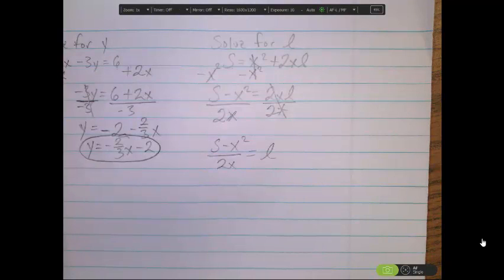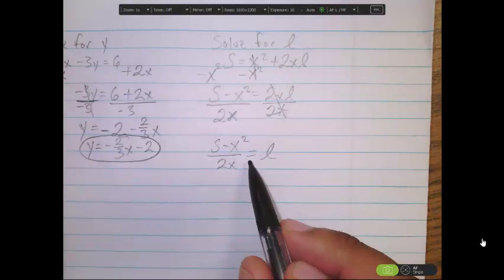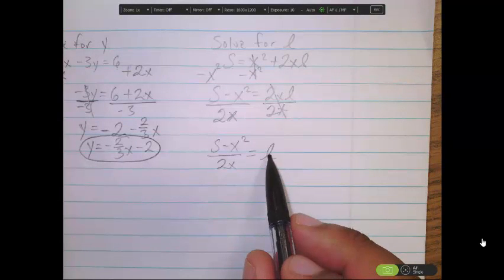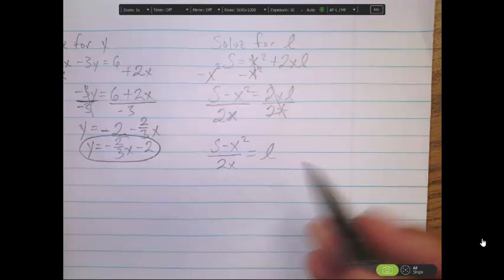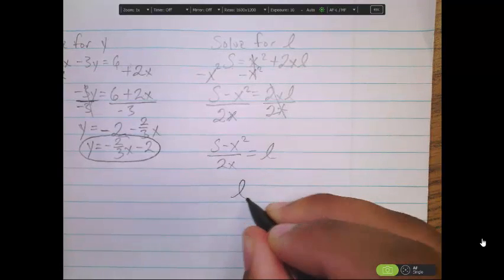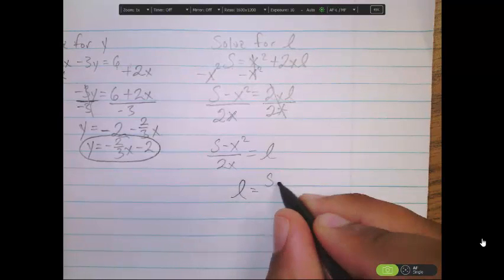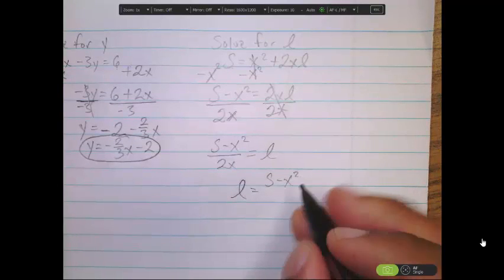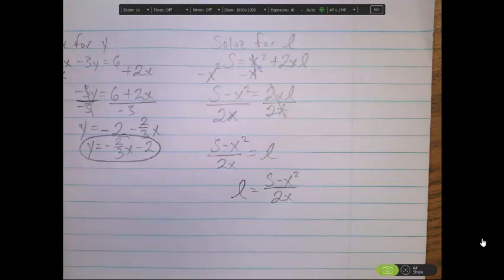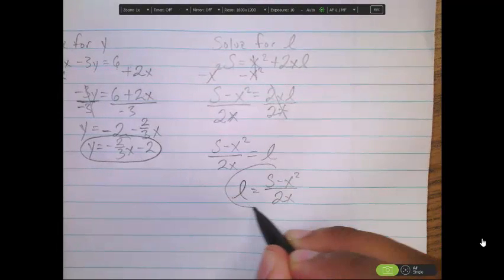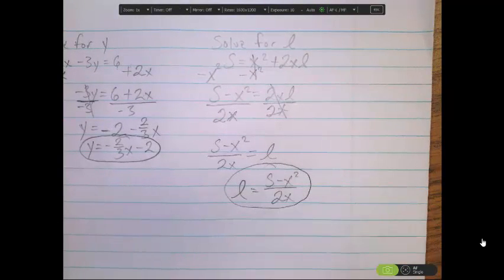All right, good. Now, some people will accept that. I'm a little bit anal when it comes to the way things are oriented. So what we're going to do is rewrite it, but we're going to put the L, the slant height, on the other side, on the left side. So let's go ahead and rewrite it. L equals s minus x squared divided by 2x. And that is our solution. So we are going to circle it, and we're done.